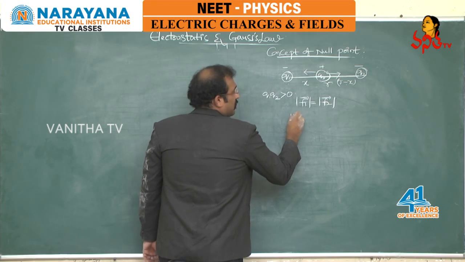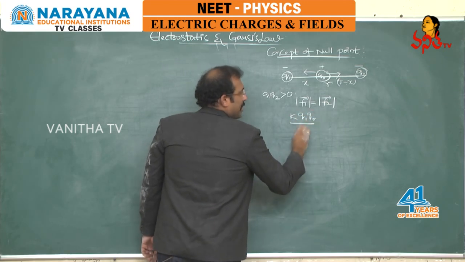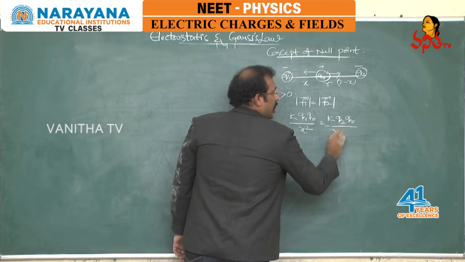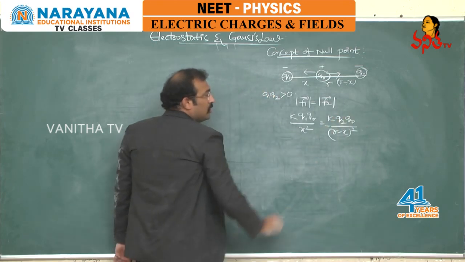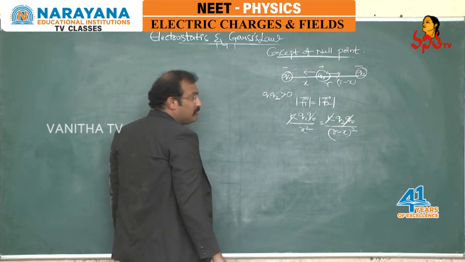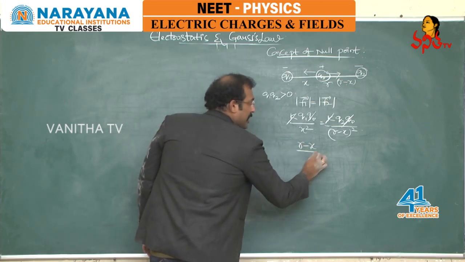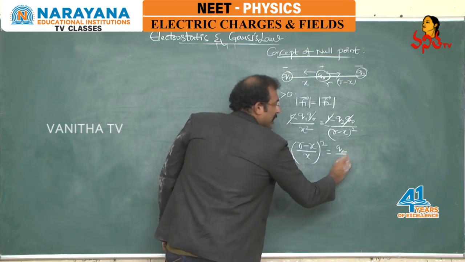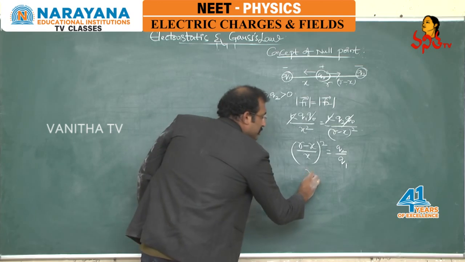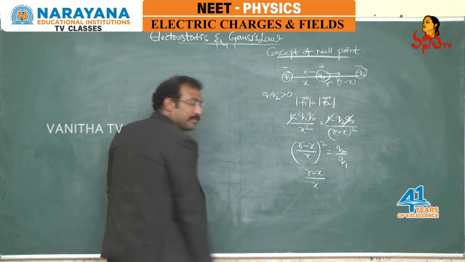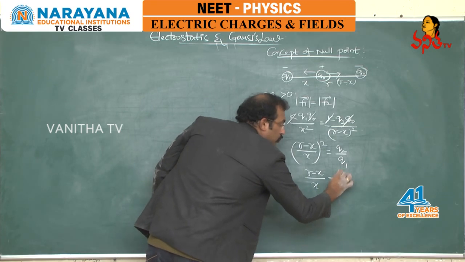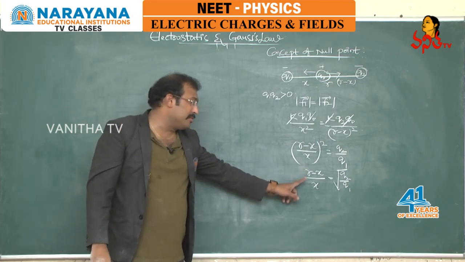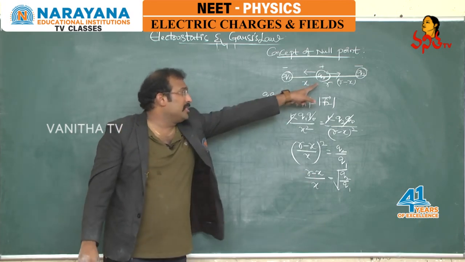So F1 is K Q1 Q0 by x square, which will be equal to K Q2 Q0 by (r minus x) whole square. So this K Q0 will get cancelled out. Then I write (r minus x) by x whole square, which will be equal to Q2 by Q1. Now this (r minus x) by x will be equal to root of Q2 by Q1. Now we can calculate this x value where this Q0 is in equilibrium.